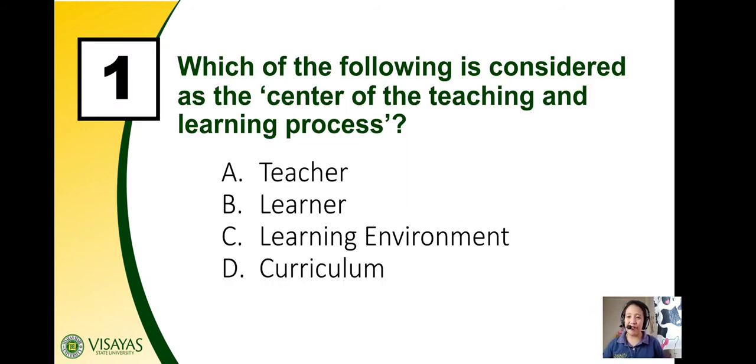Let's start with the first question. Which of the following is considered as the center of the teaching and learning process? A. Teacher. B. Learner. C. Learning environment. Letter D. Curriculum. Again, which of the following is considered as the center of the teaching and learning process? A. Teacher. B. Learner. C. Learning environment. Or letter D. Curriculum. Okay, class, the answer is letter B, the learner.